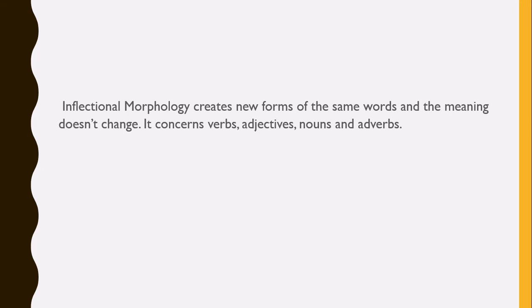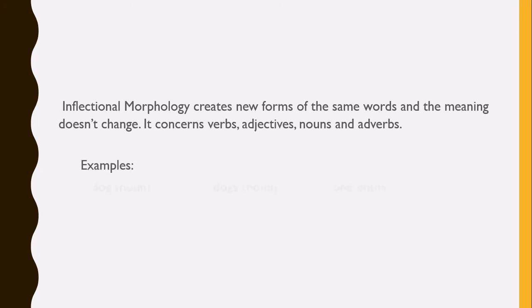Inflectional morphology creates new forms of the same word and the meaning doesn't change. It concerns verbs, adjectives, nouns, and adverbs. So if you come back to what we said concerning inflectional affixes, inflectional morphemes, we said that the meaning doesn't change and the category also doesn't change. What does this mean? It means we have a new form of the same word, and here the meaning doesn't change.